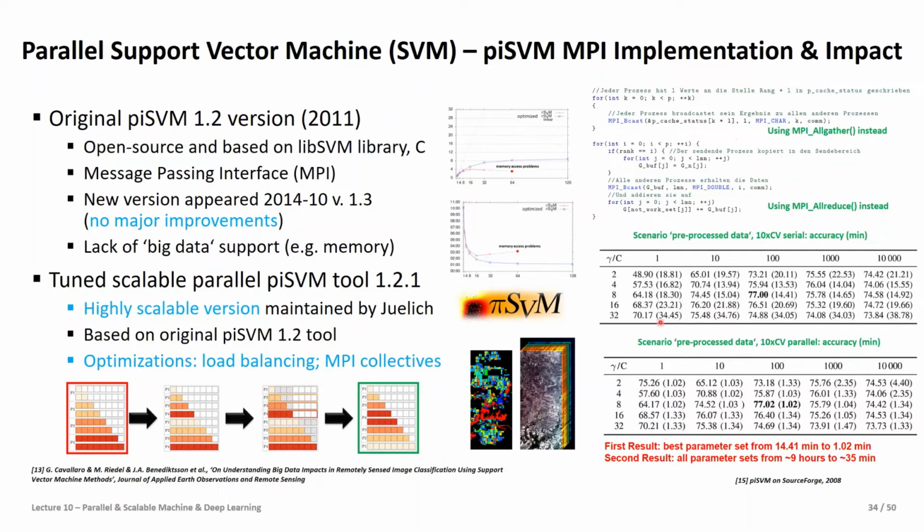The long story short is that for the best parameter, which took you 14 minutes in MATLAB, we can do this with a PSVM, the same algorithm, the same approach, but with a parallel algorithm in parallel computing, we can break this down to 1 minute, right? And this is just the best parameter set that you don't know.